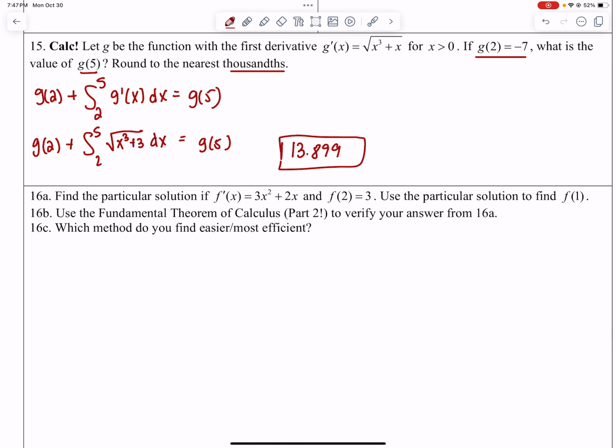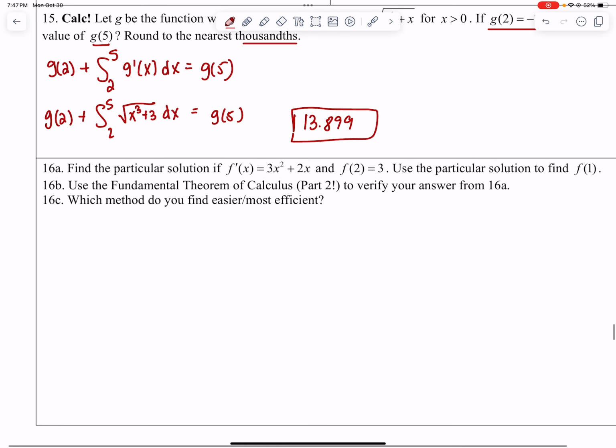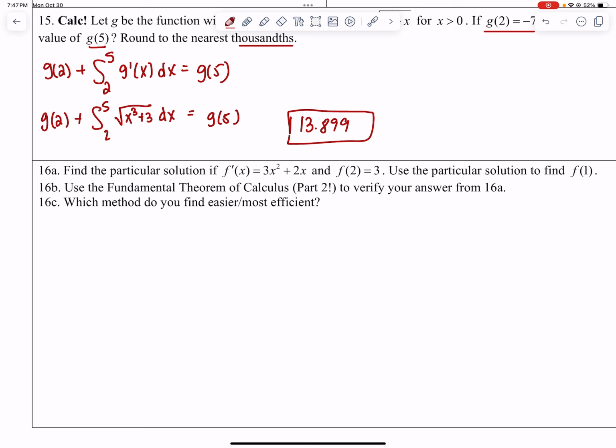Okay. Now that we have talked about the fundamental theorem of calculus, part 2, we can compare this with the particular solution that we did back in day 1, where we took the antiderivative and then we used substitution to find out what C is, and then all of that good stuff. So, 16a says find the particular solution: if f prime of x is equal to 3x squared plus 2x, and f of 2 is equal to 3, then use a particular solution to find f of 1.